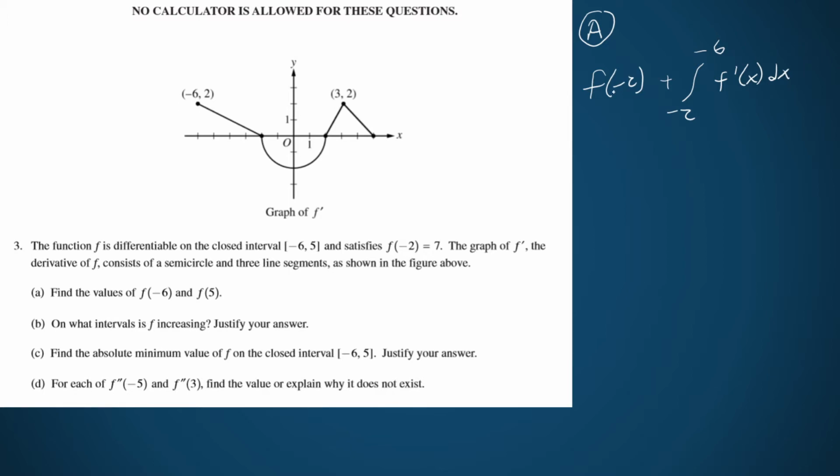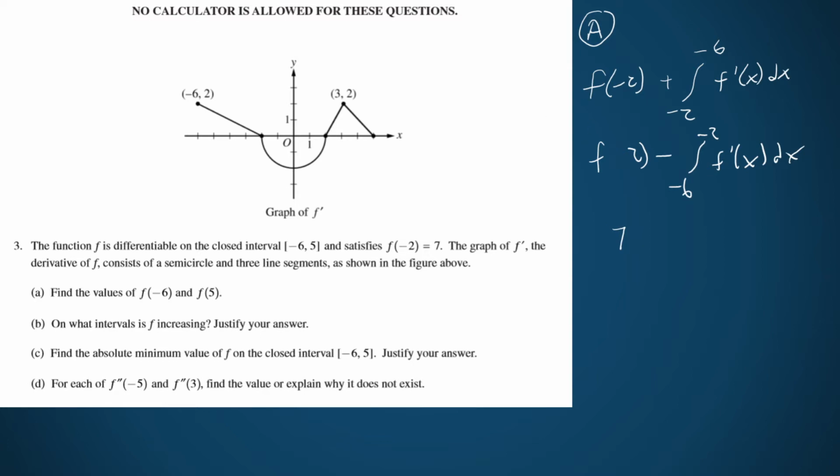Okay, so I've got my start point and then we'll add the change. And you're right, we'll have to change the sign in order to flip these bounds so I can go from left to right. So this will become f of -2 minus the integral from -6 to -2 of f prime x dx. That's -6 to -2, so there are 4 units, a 4 by 2 triangle, so 4. And f of -2 was given as 7.